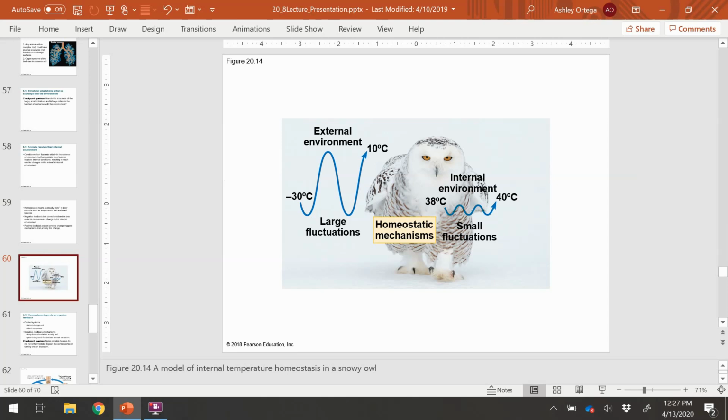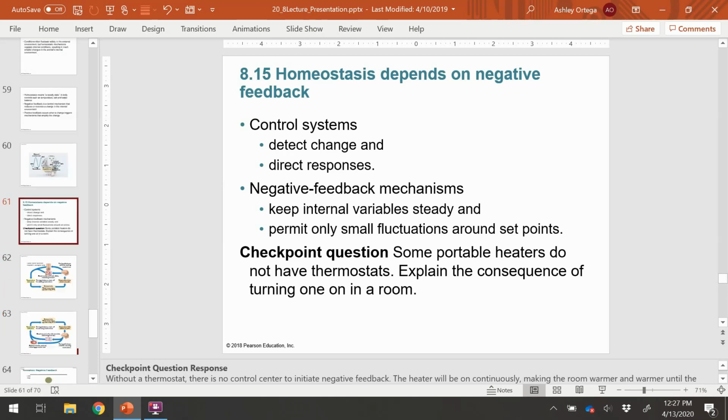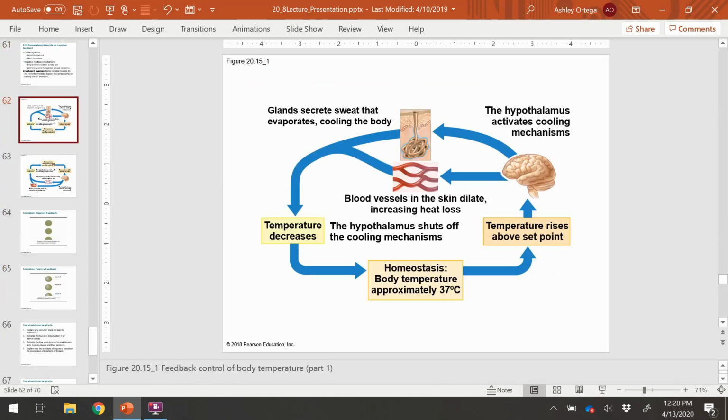Here you can see this example of a snowy owl. There's a large fluctuation in the external temperature, but due to their homeostasis, they're able to maintain their own internal temperature within a narrow range. Homeostasis will depend on a few things, one being negative feedback mechanisms, another being control systems to detect the change and then direct the response. Those things can be shown in this example here.